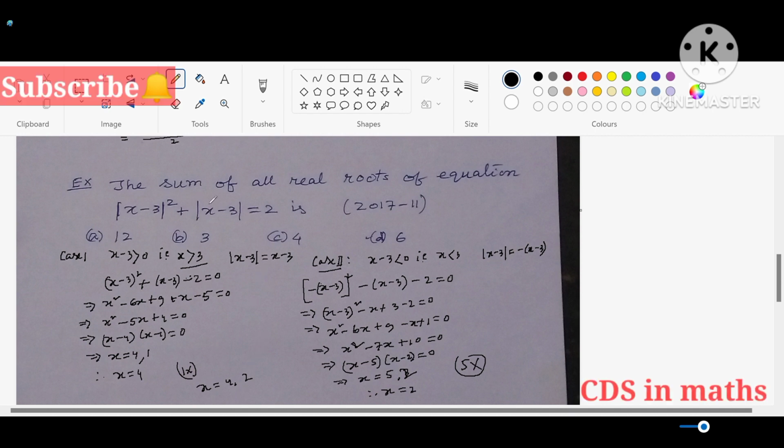And the question is asking for the sum of all real roots. The sum will be how much? 4 plus 2 is equal to 6. So 6, option D is the correct one.